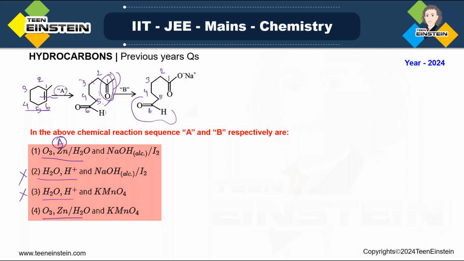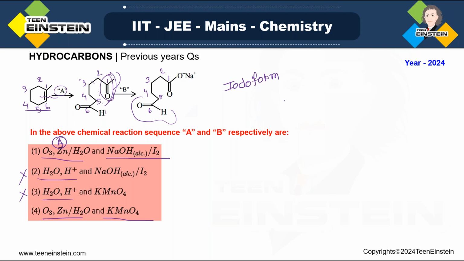Now come to the second reagent for B. Here it is mentioned I2 with NaOH, but in option 4 it is mentioned potassium permanganate. Now KMnO4, what is the purpose of using it? KMnO4 is an oxidizing agent, that is first. But this type of change that you are seeing here, where the COCH3 group is converted to CO2 minus Na plus, this conversion is not done by KMnO4. This is actually the iodoform reaction.